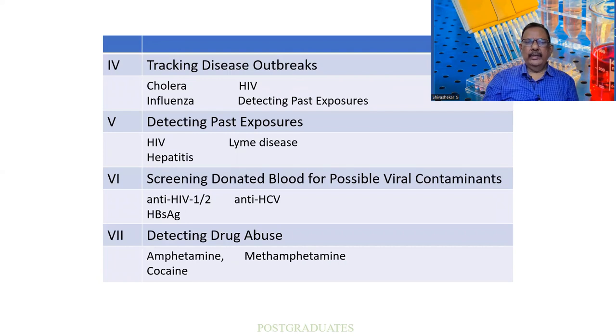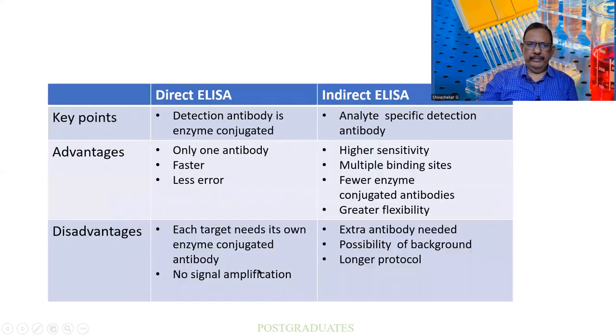Sometimes during an outbreak, this test can be used, for example cholera, influenza, and to detect any case of past exposure. Detecting past exposures, it can be HIV, hepatitis, Lyme's disease, etc. And for screening of donors, as in the case of a blood bank, definitely this is being done for anti-HIV 1 and 2, anti-HCV, HBsAg. Definitely this is a screening method that is being followed in the blood bank. Detecting drug abuse, the quantum of it and the presence can be identified.